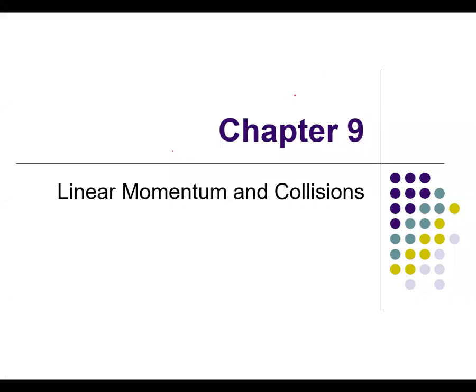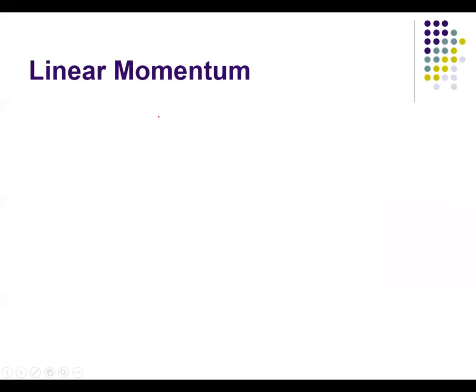Chapter 9, Linear Momentum and Collisions. In this chapter, I want to talk about the relation between the mass and the velocity of the object. And also, we talk about the collision, elastic collision, and non-elastic collision.